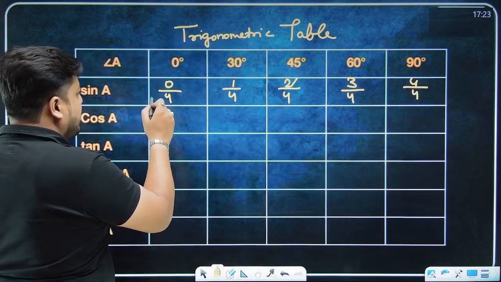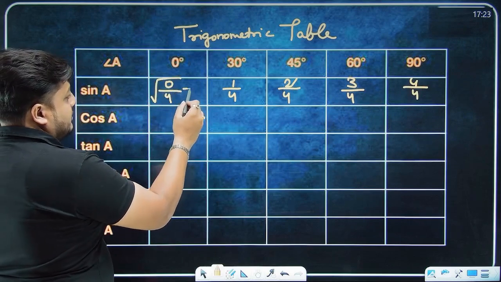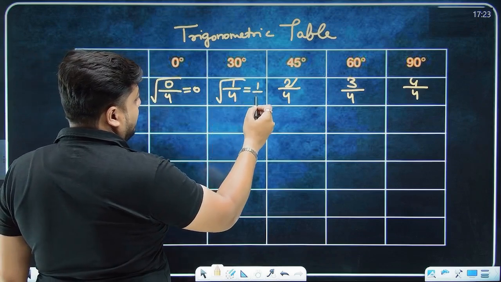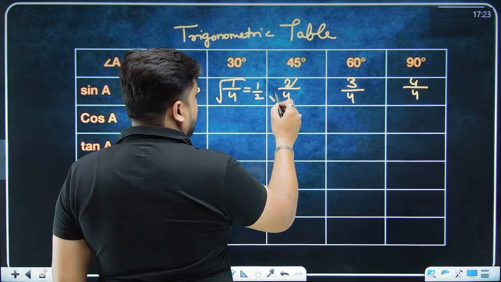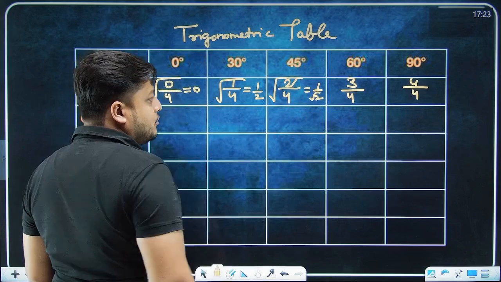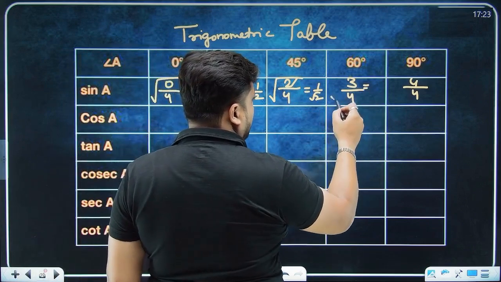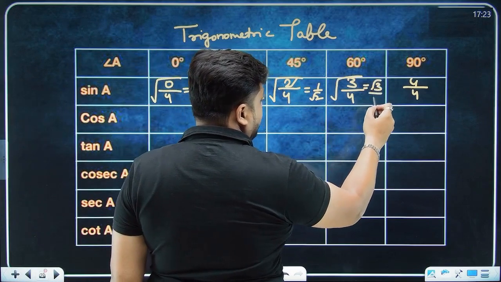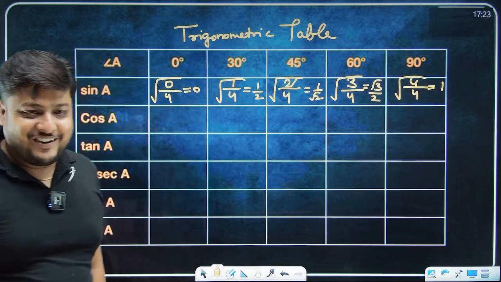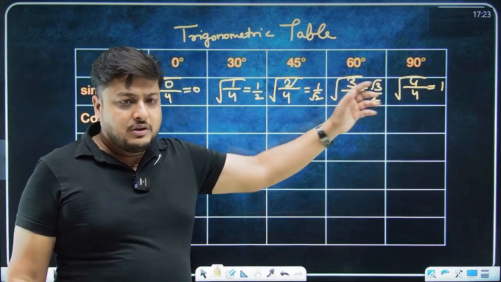So can you tell me what is the square root of this? You will say, sir, 0. What is the square root of this? You will say, sir, 1 by 2. What is the square root of this? You will say, sir, 1 upon root 2. And what is the square root of 3 by 4? You will say, sir, root 3 by 2. And what is the square root of this? You will say 1.